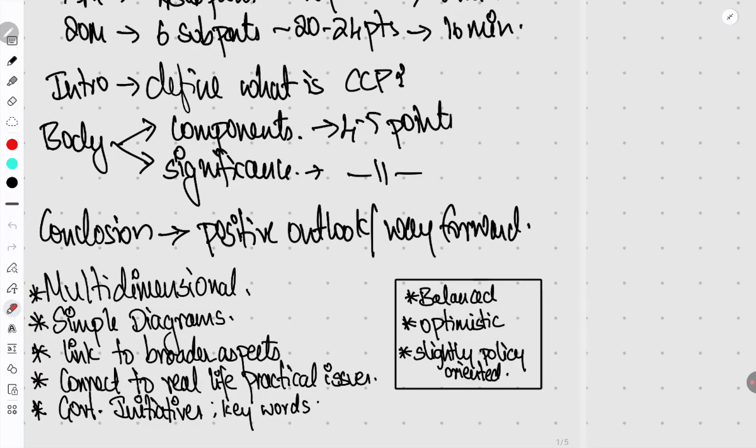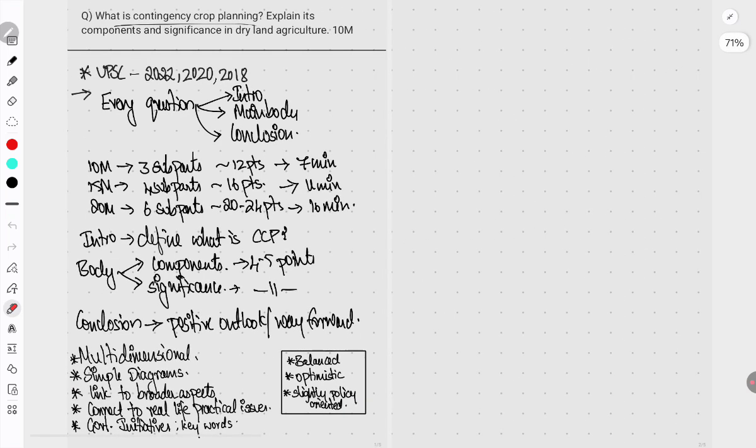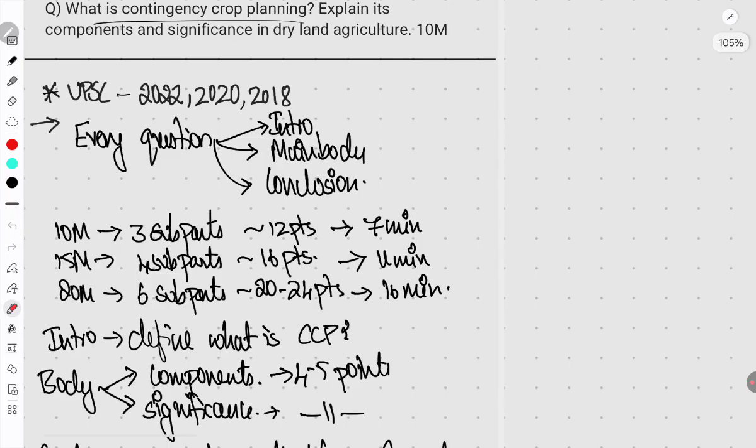Every question must be answered in a multi-dimensional way, and always try to draw simple diagrams, which are easier for the examiner to understand. We also have to link to broader aspects, connect to real life practical issues, and link with various government initiatives, and the keywords which I'll be saying further in this video will play a really major role. Every question must be balanced, optimistic or positive in outlook, and slightly policy oriented. So the question is, what is contingency crop planning, its components, and significance.